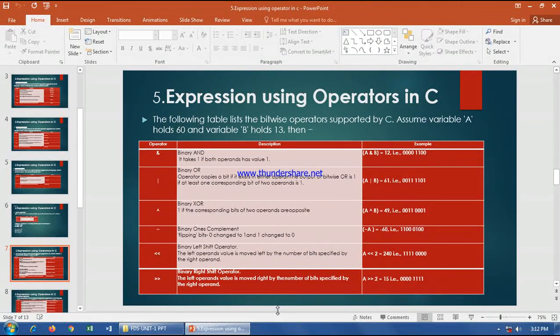Then binary one's complement flips the bits: 0 changes to 1 and 1 changes to 0. That is one's and two's complement.